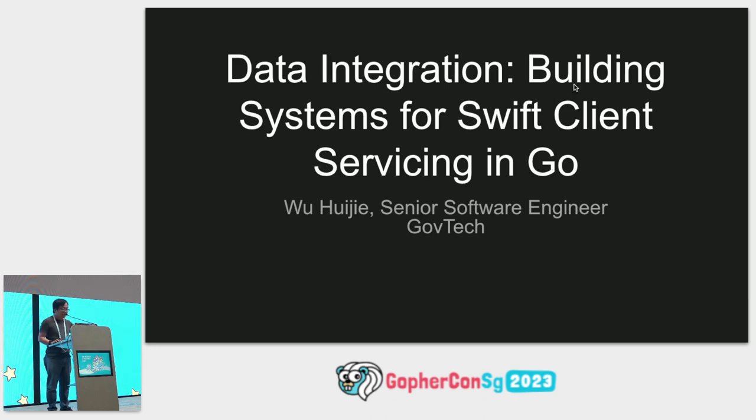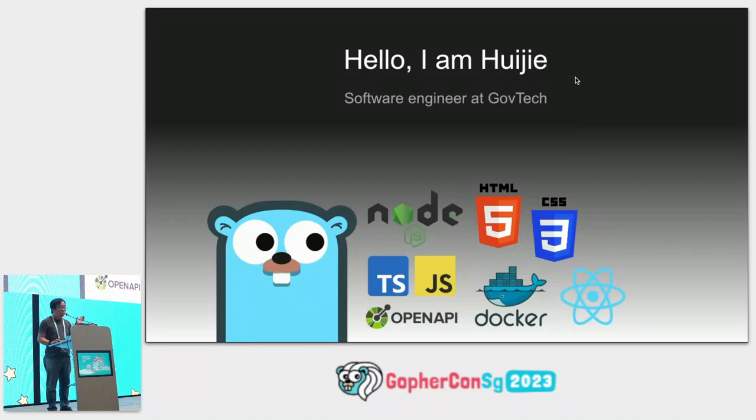So my name is Huijie. I'm a software engineer at GovTech. Today I'll be talking about a topic surrounding OpenAPI and working with OpenAPI in Go, about data integration, building systems for Swift client servicing in Go. This is what I use in my day-to-day work at GovTech.